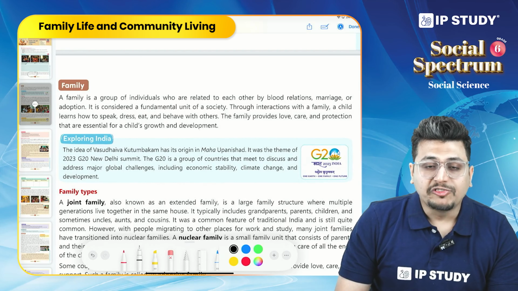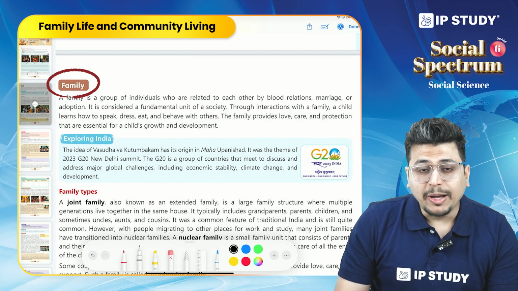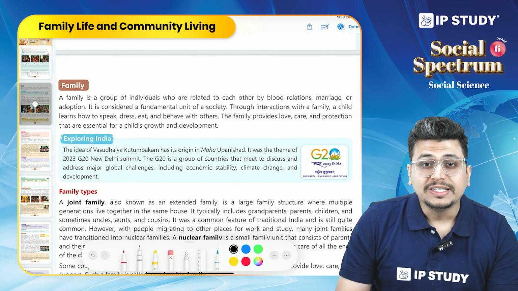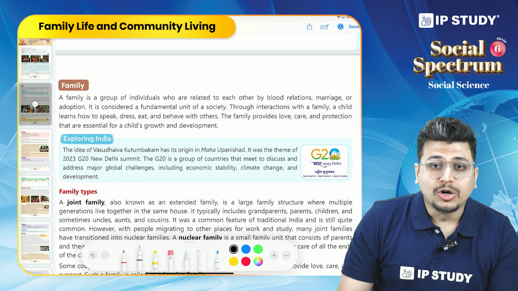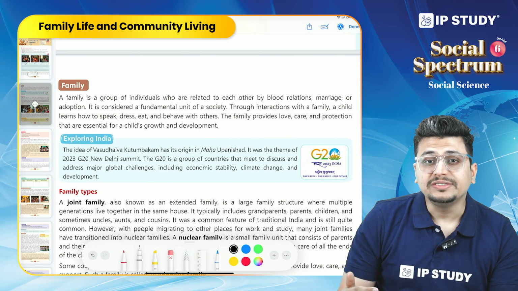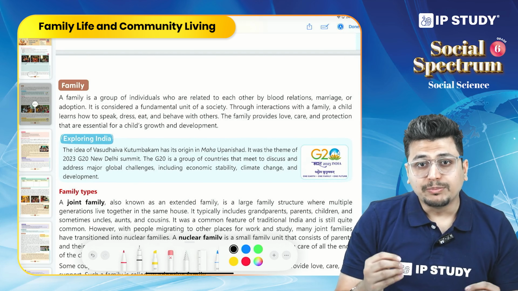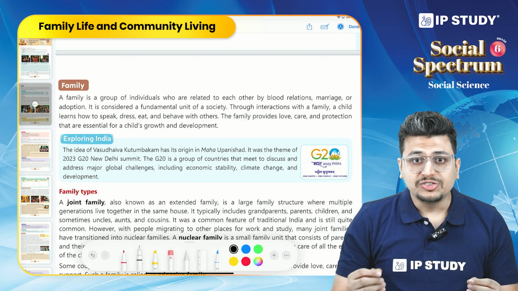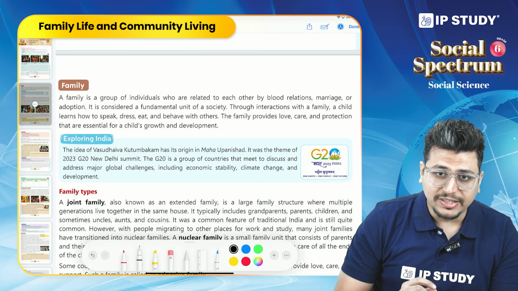What does family mean? A family is a group of individuals who are related to each other either by blood relations, or through marriage, or through adoption. Blood relation means when people are biologically born to someone. Like to a father and a mother, children are born. So that is blood relation.